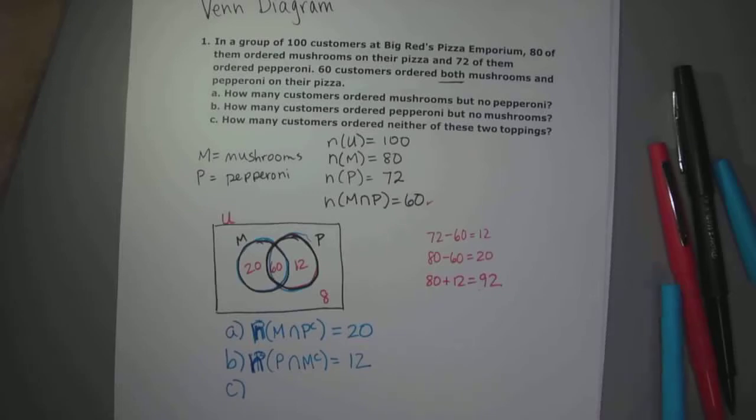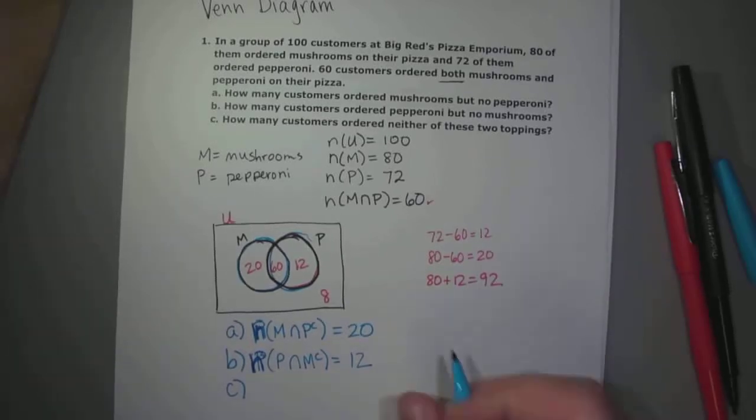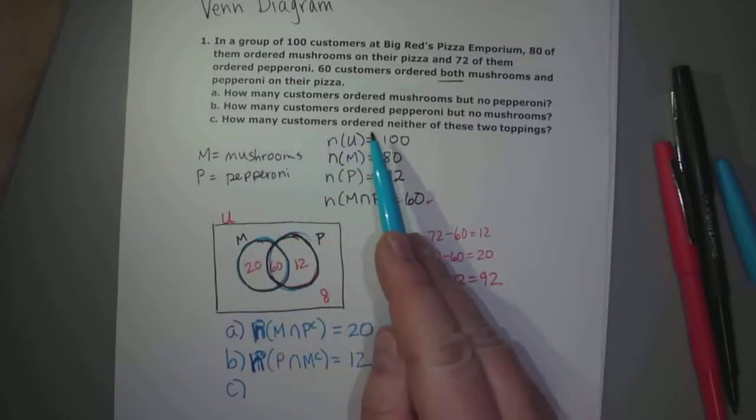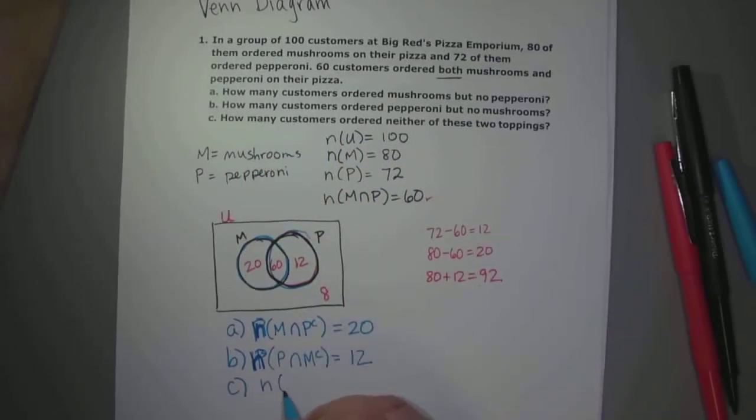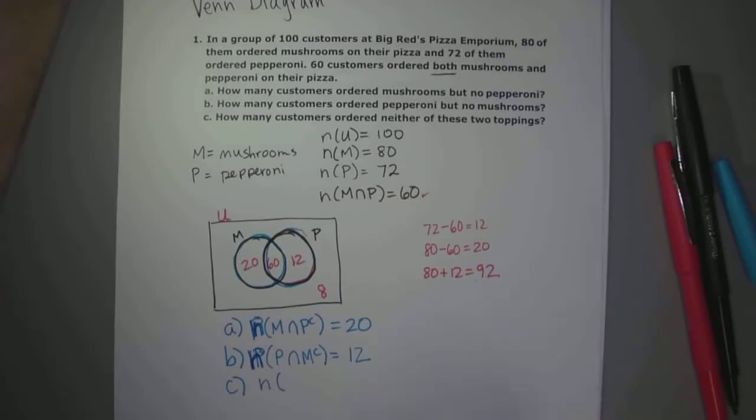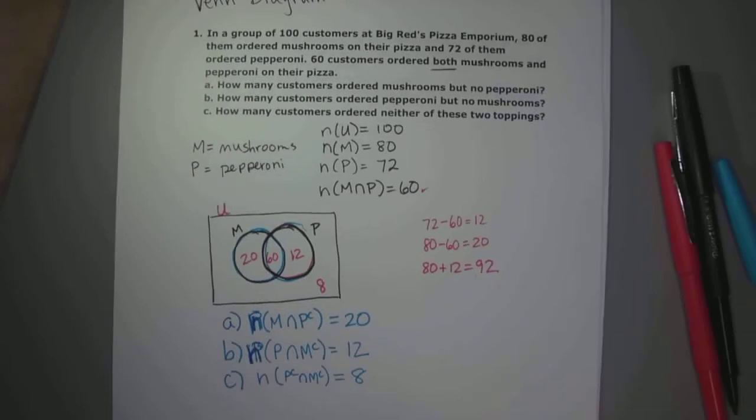And C says, how many customers ordered neither? And that would be these 8. So to write that, you don't usually have to write this, but we could say not pepperoni and not mushrooms is 8.